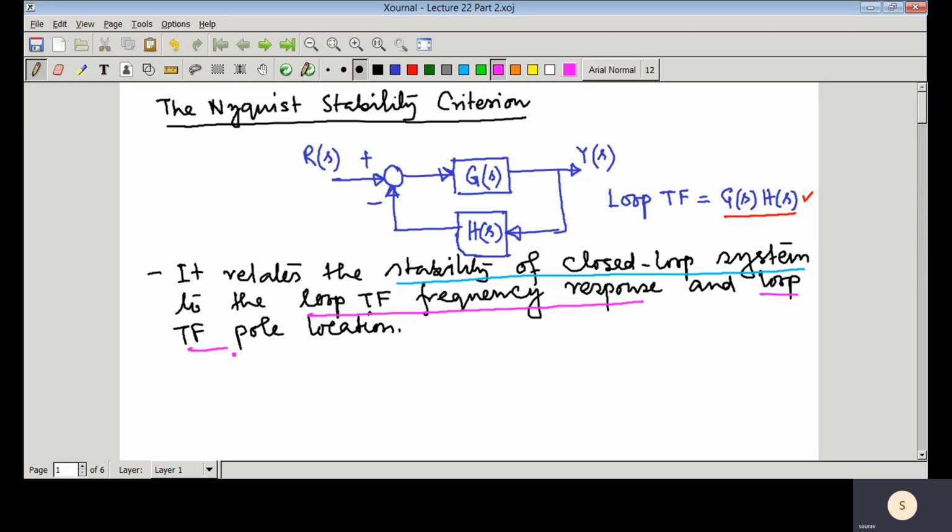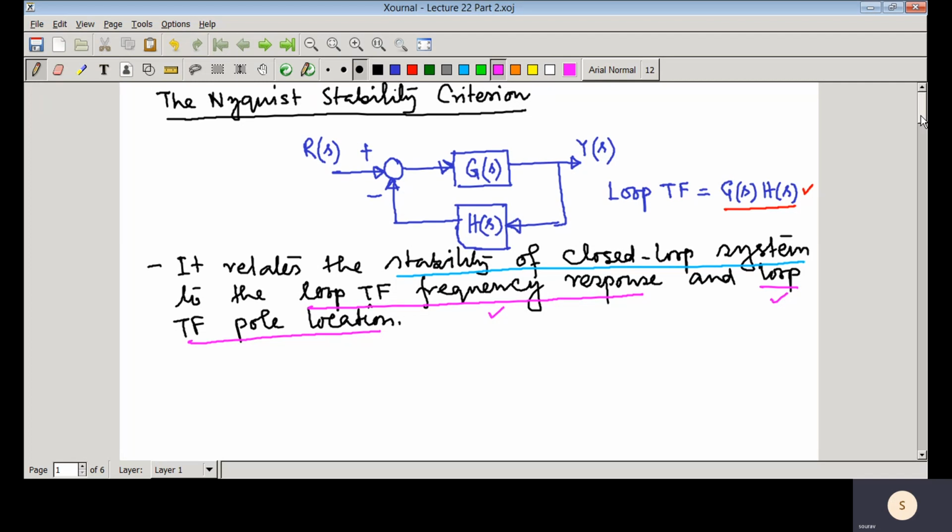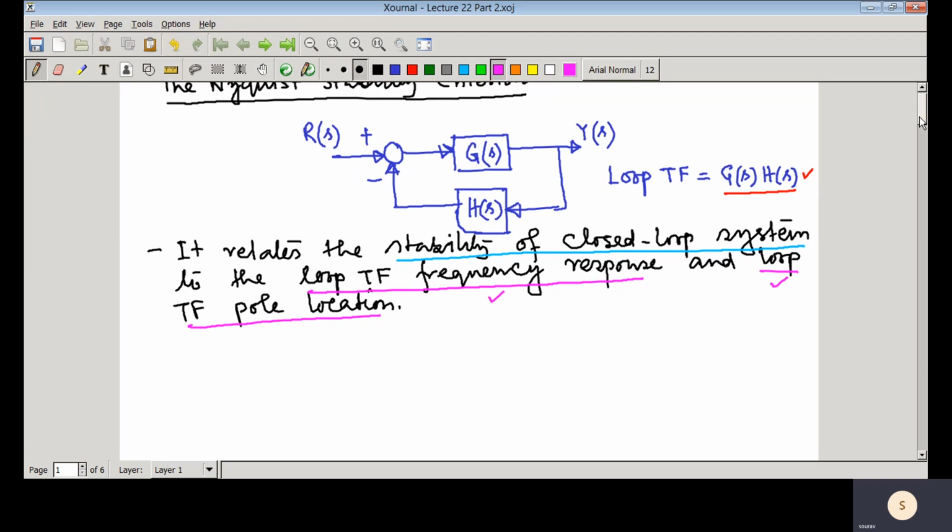Another one is the loop transfer function pole location. If we have these two pieces of information, applying them, we will be able to say whether the closed loop system would be stable or not. So let us discuss what the Nyquist stability criterion is.